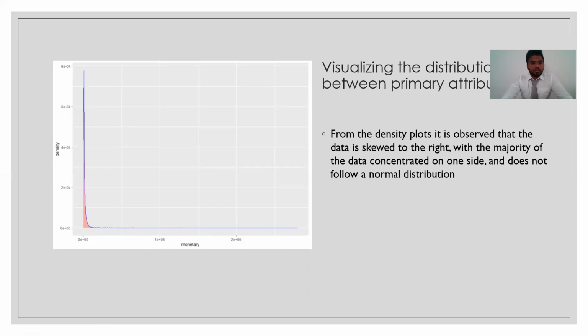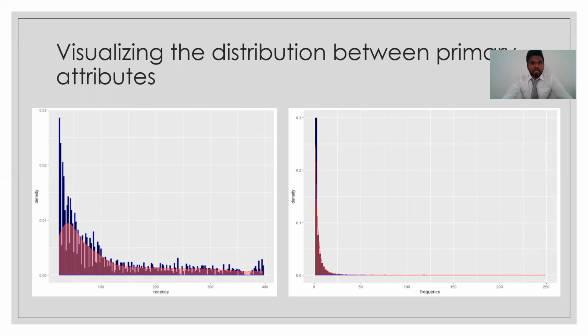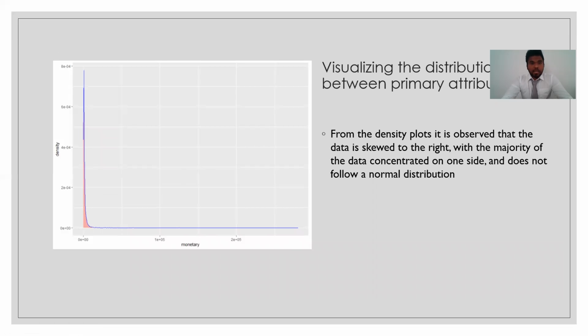I also visualized the monetary distribution through a density plot, and it also tends to be a right-skewed distribution. In order to handle this skewed distribution in any machine learning model, you have to normalize your data so that your model is not biased by outliers. So it's important to transform the extreme values so that your data is normalized and not biased towards the outliers.